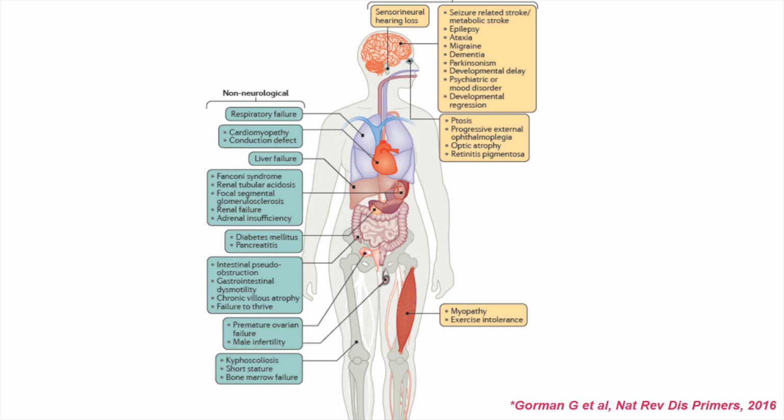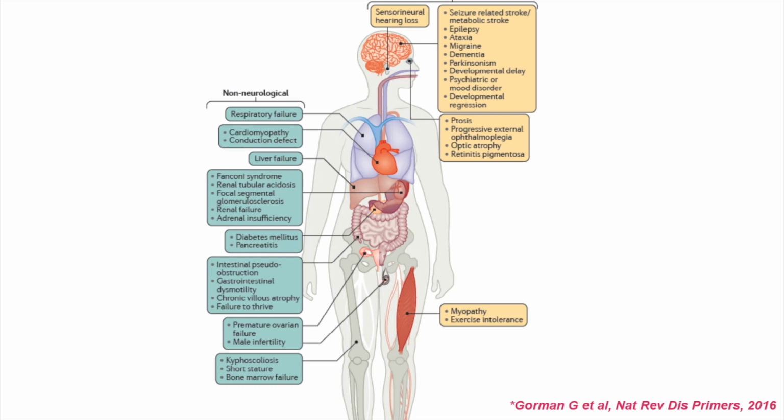Okay, then we can switch over and talk about what's on the left side of your screen, the non-neurologic issues. So this can include respiratory issues, such as respiratory failure from chest wall weakness. We can have heart involvement, cardiomyopathy, or an arrhythmia or a conduction defect. We can have liver issues, such as elevated liver enzymes or liver failure. We can have kidney issues, including renal tubular acidosis, where the kidney will be spilling things such as bicarbonate or electrolytes into the urine. We can have kidney issues such as focal segmental glomerulosclerosis or renal failure.